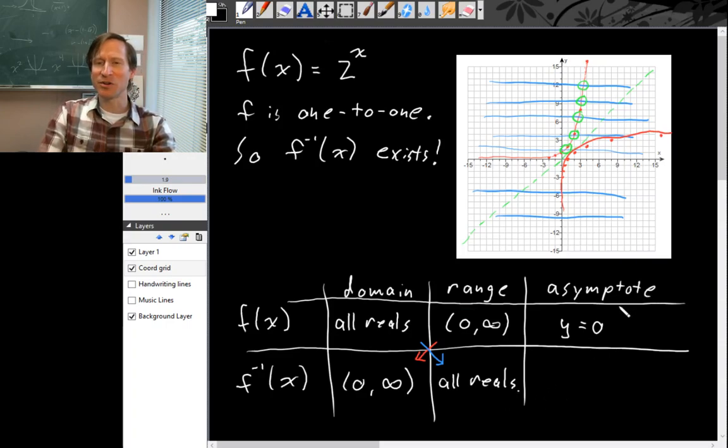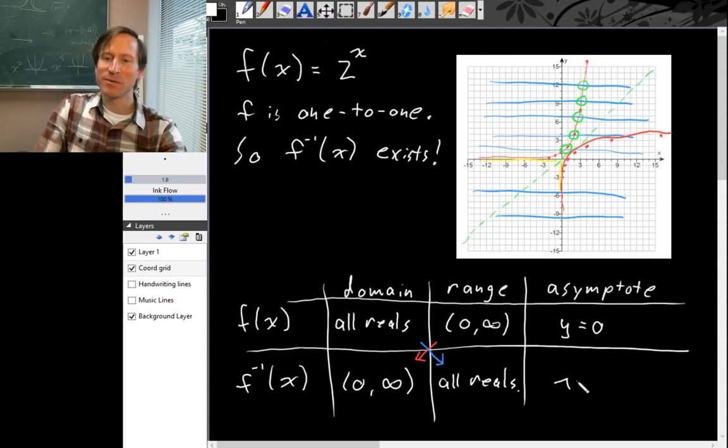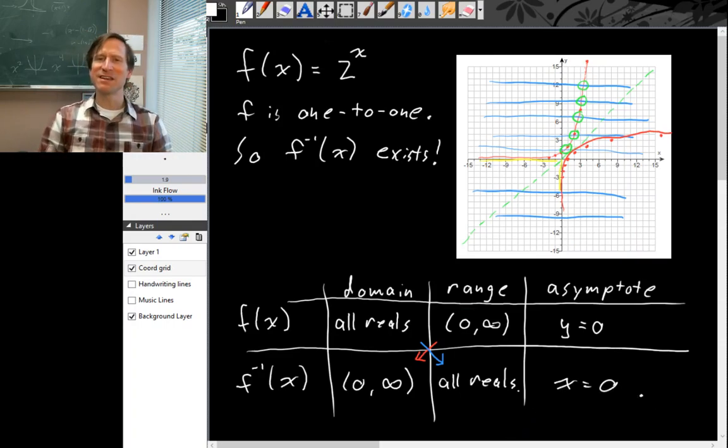Finally, for an asymptote, you can see this graph flipping operation. It turned the horizontal asymptote at y equals 0 into a vertical asymptote at x equals 0. So there's some basic information about the inverse function for the 2 to the x function.